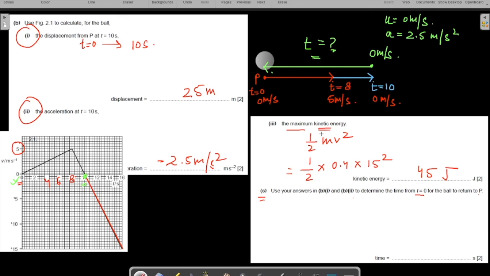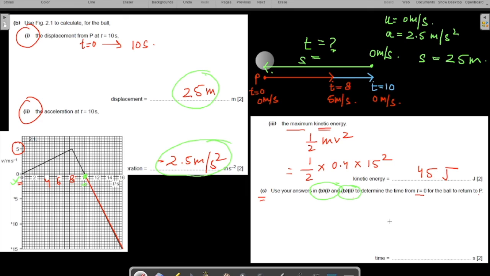So you are using your answer from B, the first part and the second part. And you also know the total distance traveled. What is this total distance? This total distance from this point to this point is how much? It is 25 meters. You have already calculated it in the first part. You know the total displacement as well. Displacement and distance are the same thing here, 25 meters.